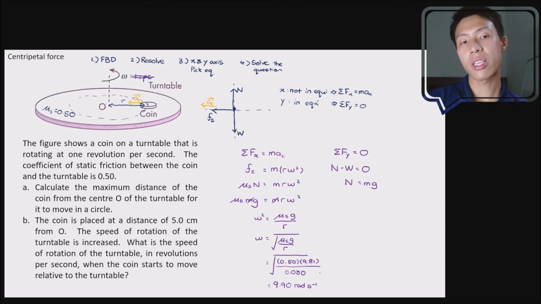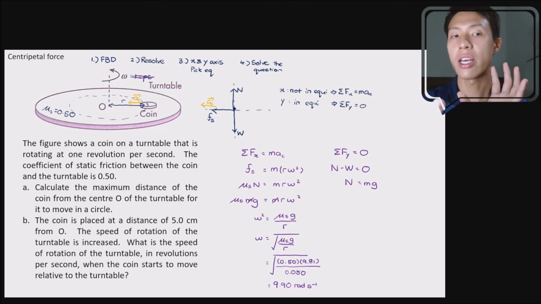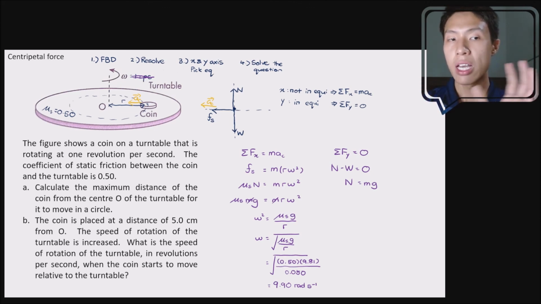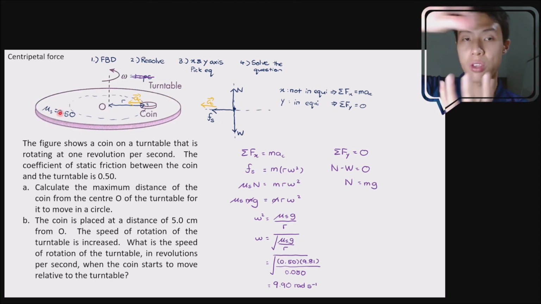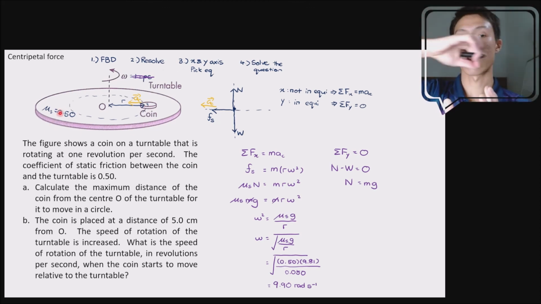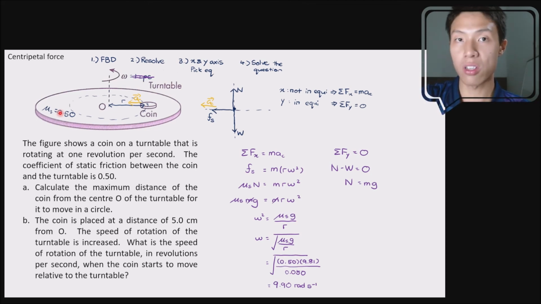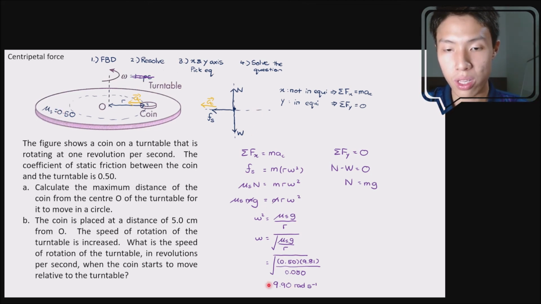Okay, so what this answer means is that if your turntable starts to rotate slowly, then gradually speeds up, the coin will still continue to move along with the turntable. So if the turntable is moving slowly, the coin will undergo circular motion slowly. Then as the turntable speeds up, the coin will also undergo a faster and faster circular motion until a certain point, which is when the omega equals 9.90 radian per second.